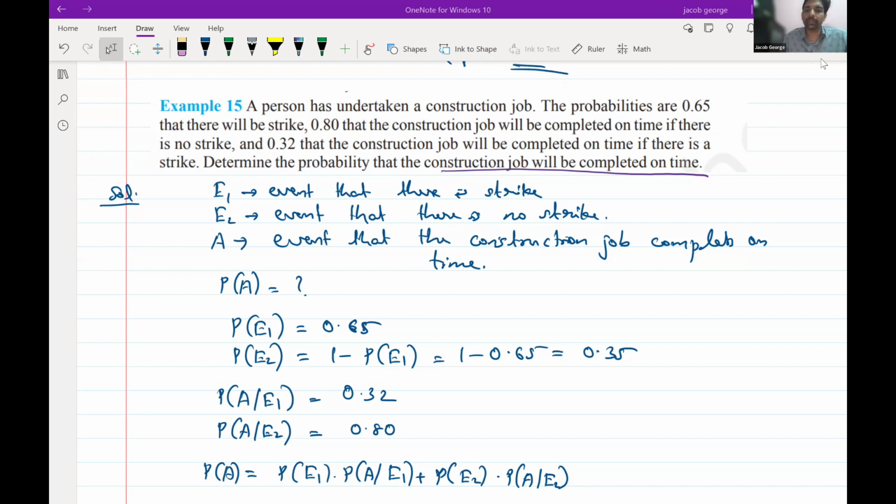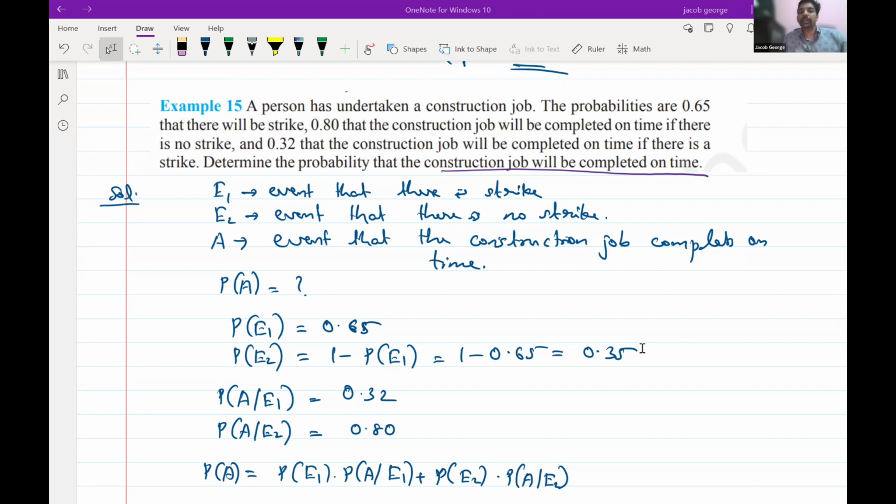So what is P of E2? P of E2 is not 0.80. Instead, it is 1 minus P of E1. P of E1 is 0.65. Total is 1. So 1 minus 0.65, 0.35. What is the 0.80? We come to that point. 0.32 that the construction job will be completed on time if there is strike.